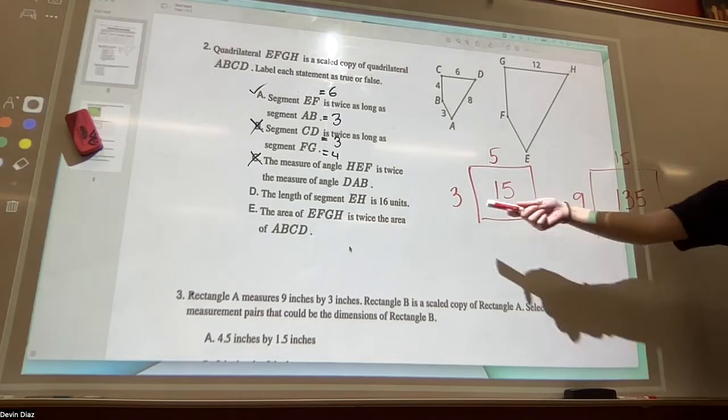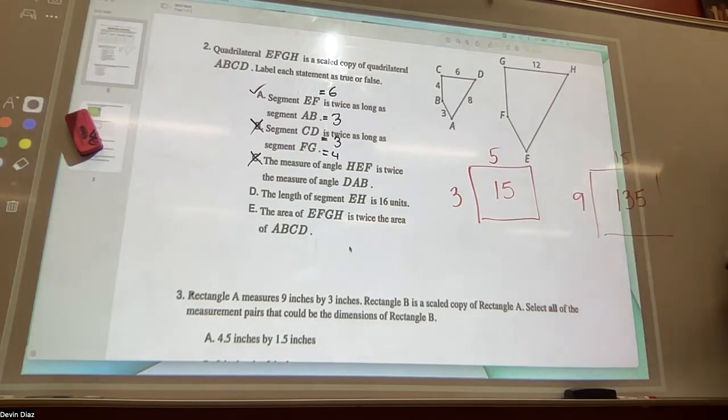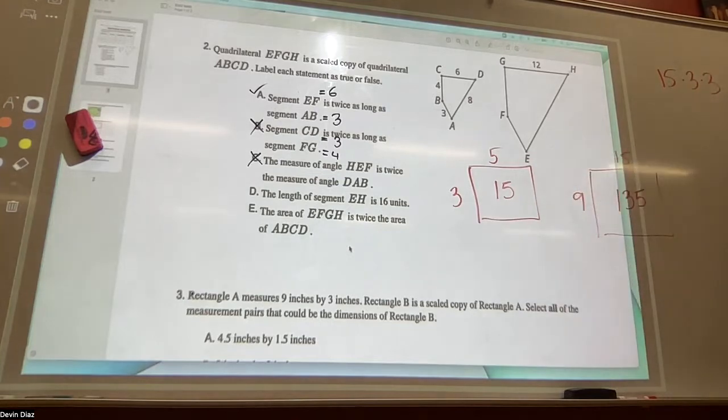This is just an example. Notice that from here to here, it's times 3. What we do to one side, if I did 15 times 3 times 3, I would get 135. That's because I did times 3 on this side, times 3 on that side. That's just a fact. It's not something you need to know for the test, but it's just a fact, right?